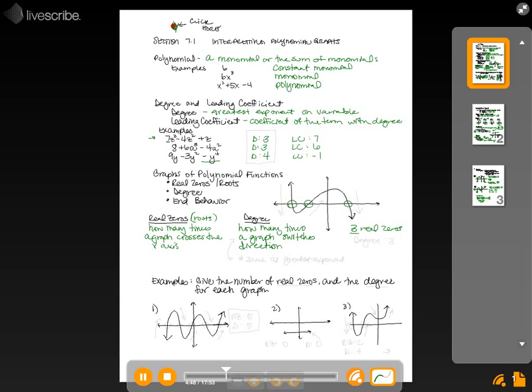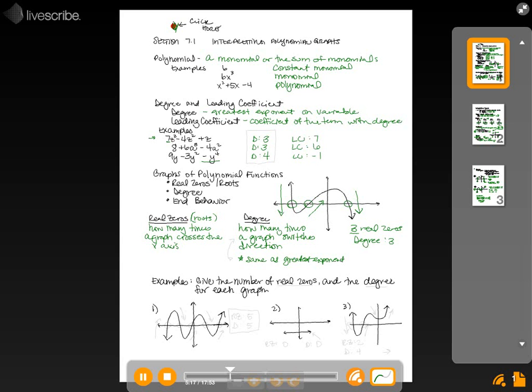Alright, so if we're looking at this graph, well, it starts by going down, and then it shifts by going up, and then it goes down again. So it changed direction 3 times. So our degree here would be 3, because it changed 3 times. That's what we mean by switching or changing direction. Now that degree is the same as the greatest exponent.